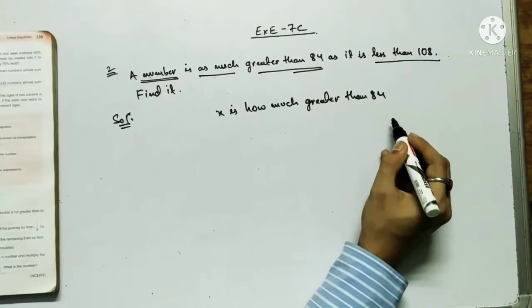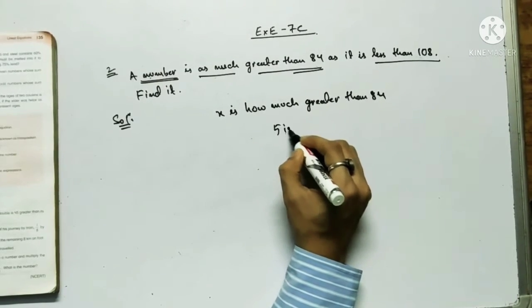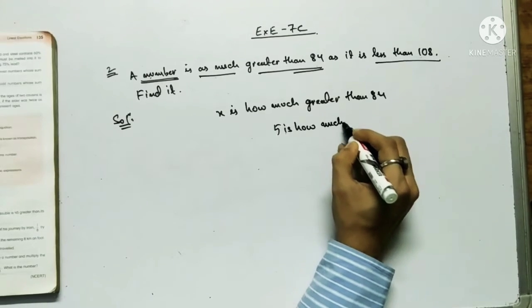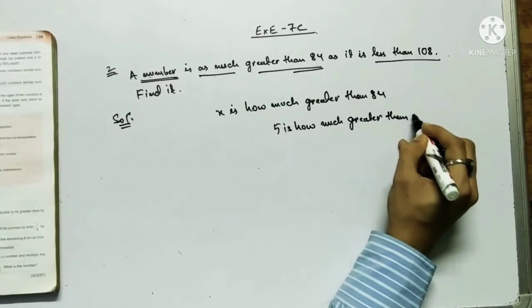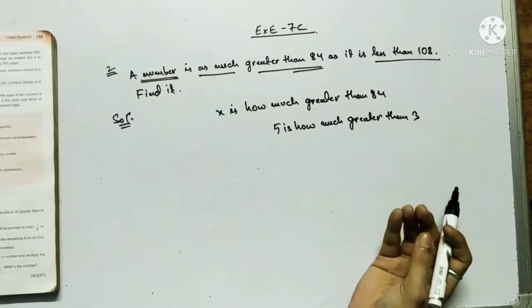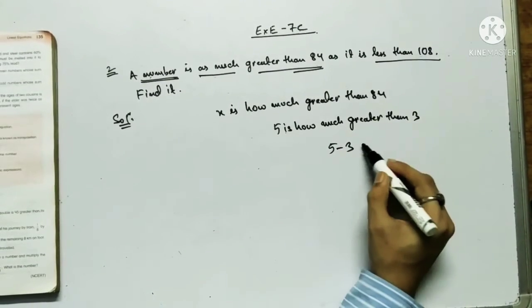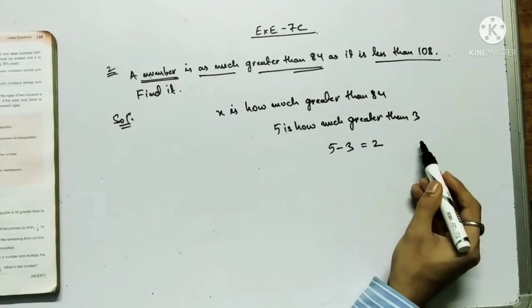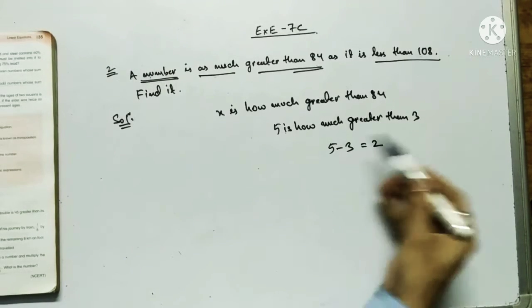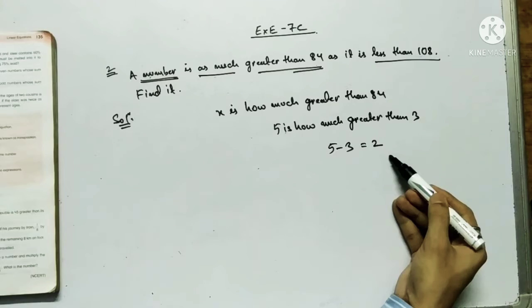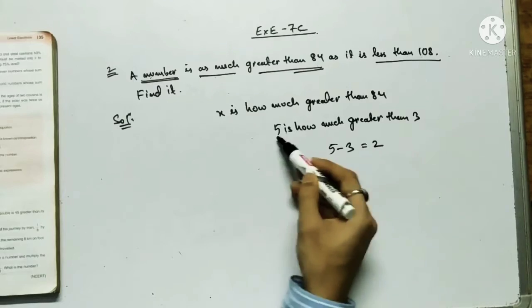To find it, what I will have to do, you see, if I ask you a question, for example, 5 is how much greater than 3. To find how much, what will you do? You will do 5 minus 3. Yes or no? Equals to 2. So 5 is how much greater than 3? This is 5 minus 3. Answer I will get 2. Yes, that is 5 is greater than 3 by 2. Okay, with 3 if you add 2, then you will get 5.